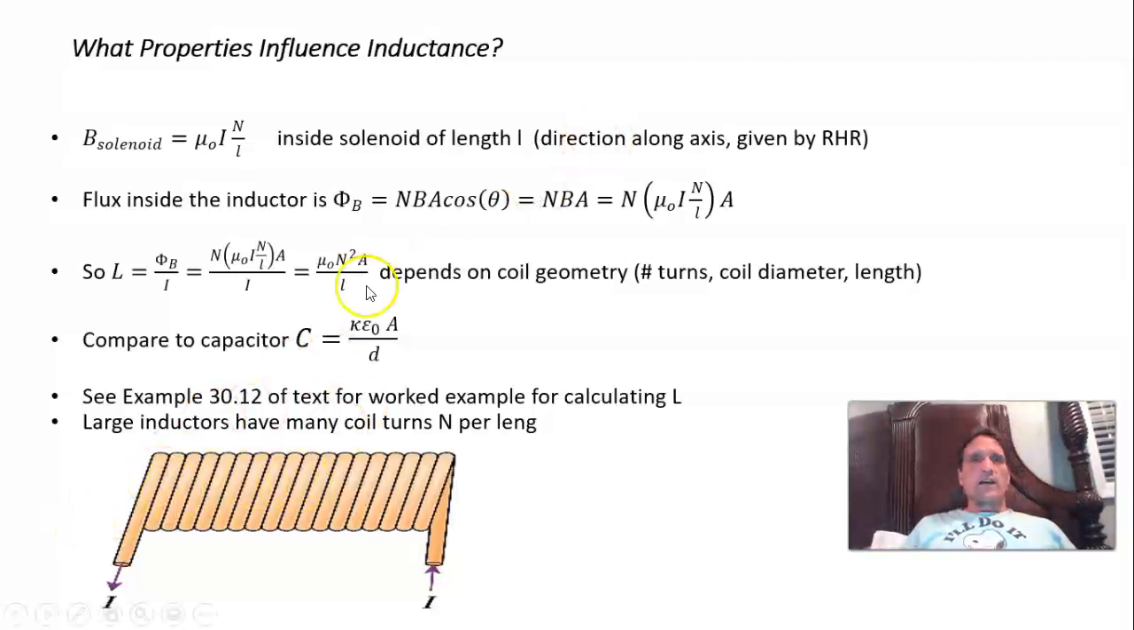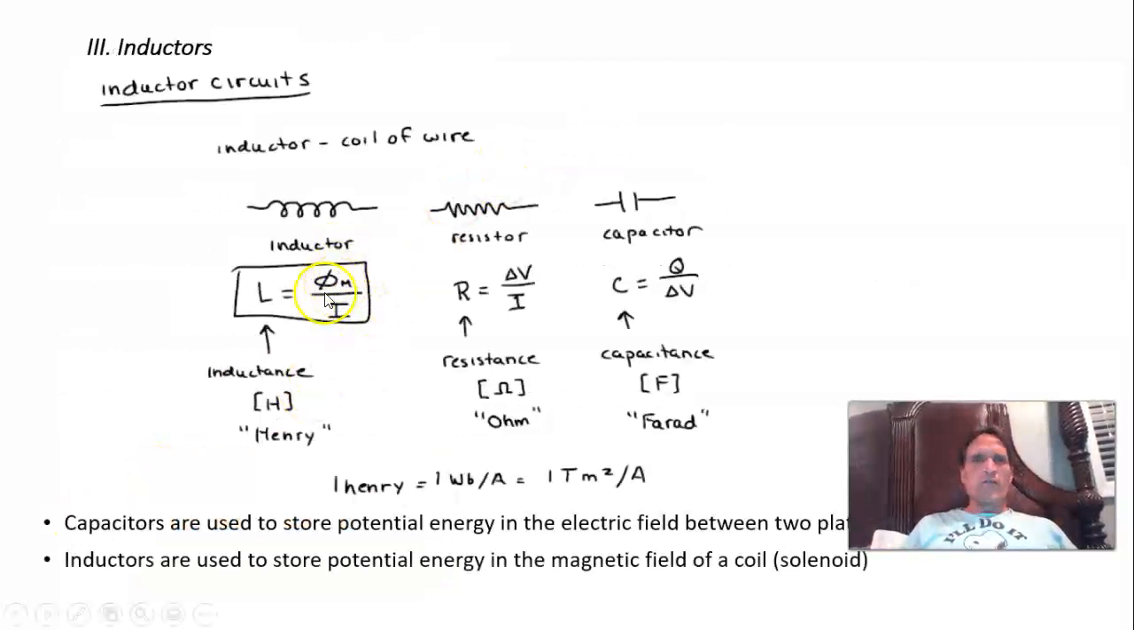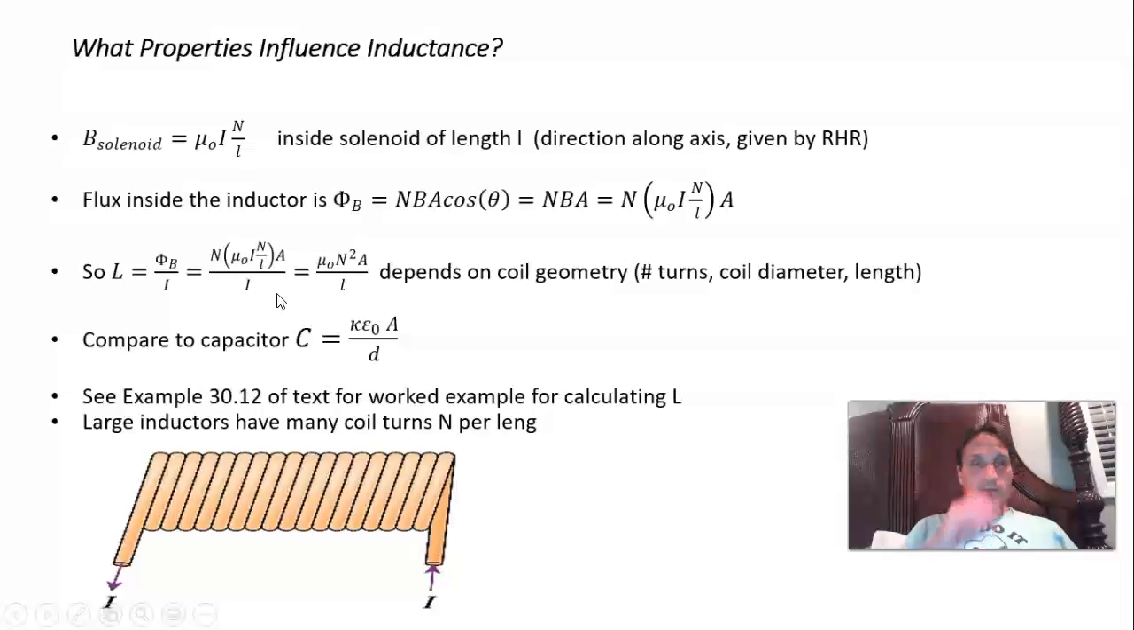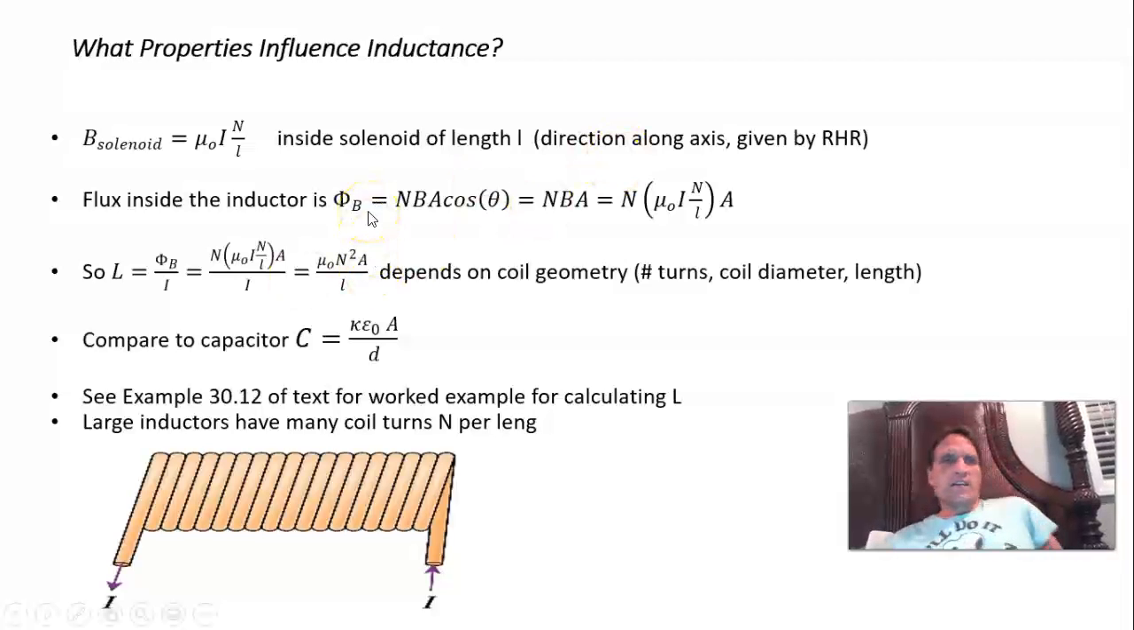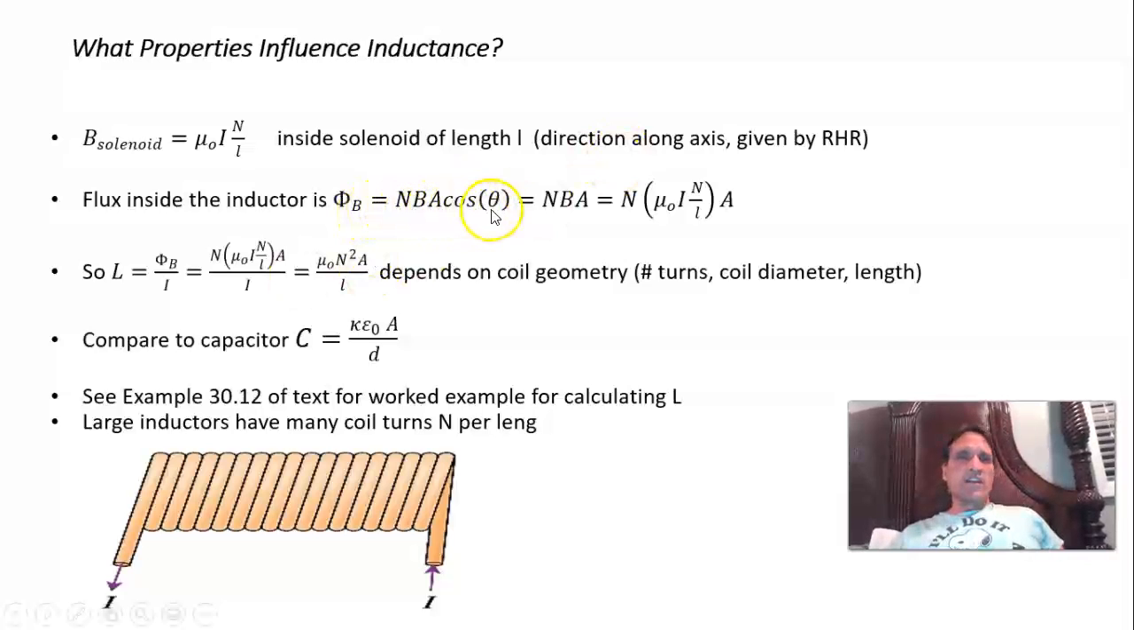Okay? Now what we want to do is get an expression for the flux here, and then we're going to divide by the current, and we're going to get an equation for this inductance to determine what this inductance depends on. Okay, so the flux inside the inductor, remember, is the number of turns, N, times the flux in each turn, which is the integral of B dA cosine theta. And in this case, the loop is perpendicular, so the area is parallel to the field, so cosine of theta is 1, and the flux is just NBA, not to be confused with basketball.